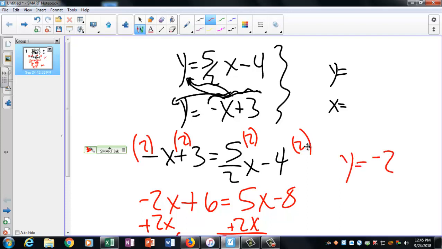Y equals negative 2 plus 3, so y equals 1. And so at this point, you would have the answer, which is 2, 1, and that would be what you put in the blank. And that is solving by substitution. Okay. Any questions on solving by substitution?